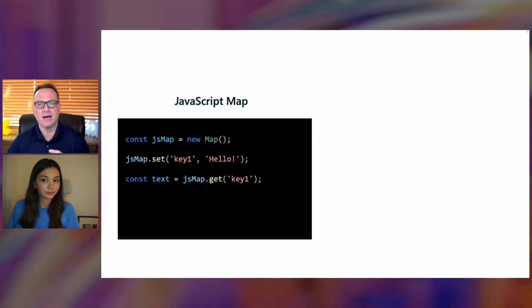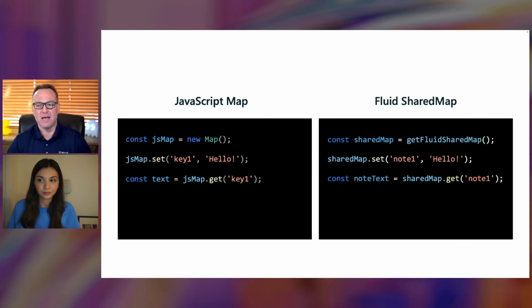Well, remember that Ayca and I talked about something called a shared map. And the shared map is very similar to the JavaScript map. However, it uses the Fluid runtime that runs in all the browsers that are collaborating, and then can send data up to the Azure Fluid Relay service. Now, here's what that looks like.